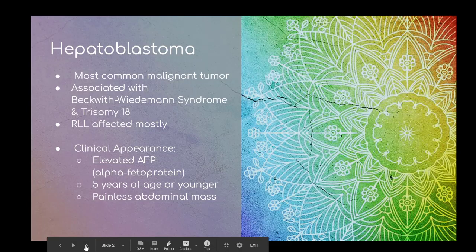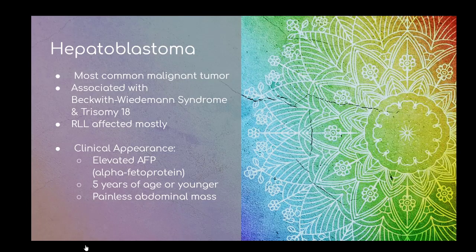The first pathology that we're going to talk about is hepatoblastomas. Hepatoblastomas are malignant tumors that arise in the liver. These are going to be the third most common malignant tumor of childhood. And these are quite often associated with Beckwith-Wiedemann syndrome. So if a patient has this condition, they are quite often going to be sent to the ultrasound department maybe every 6 months to check for tumors.